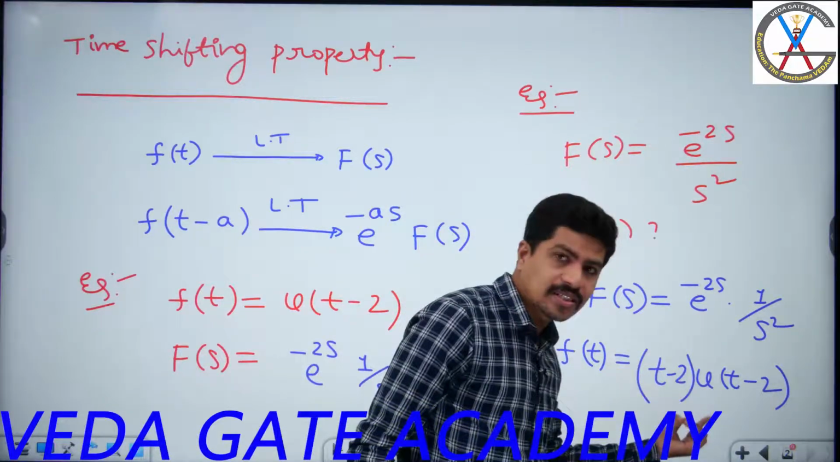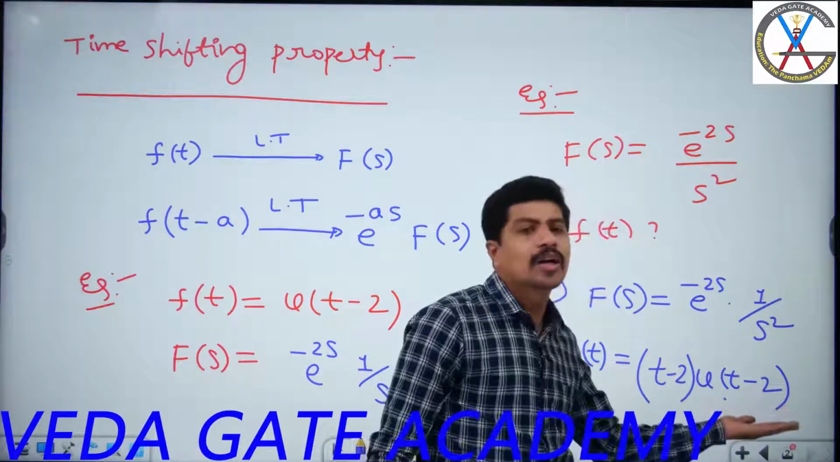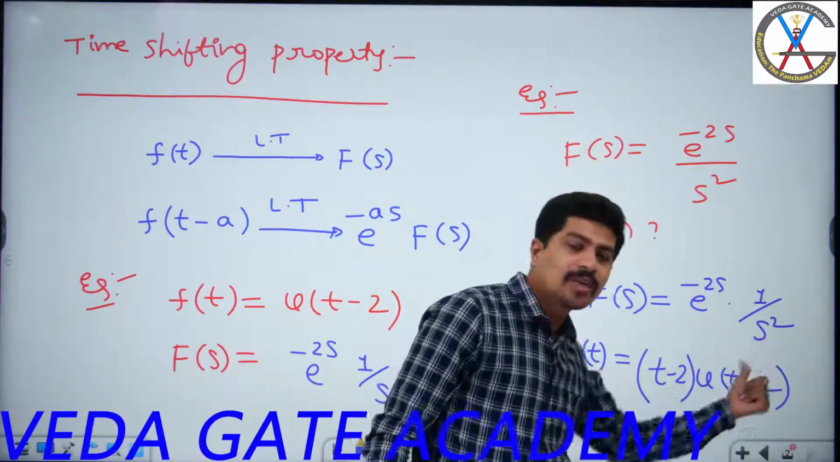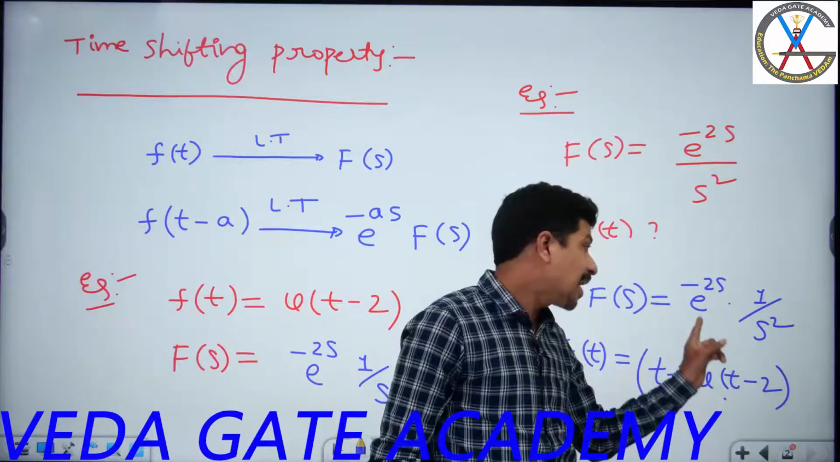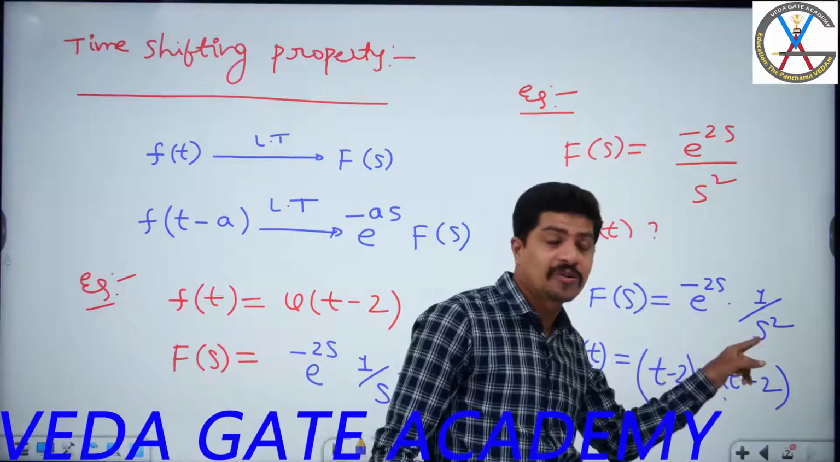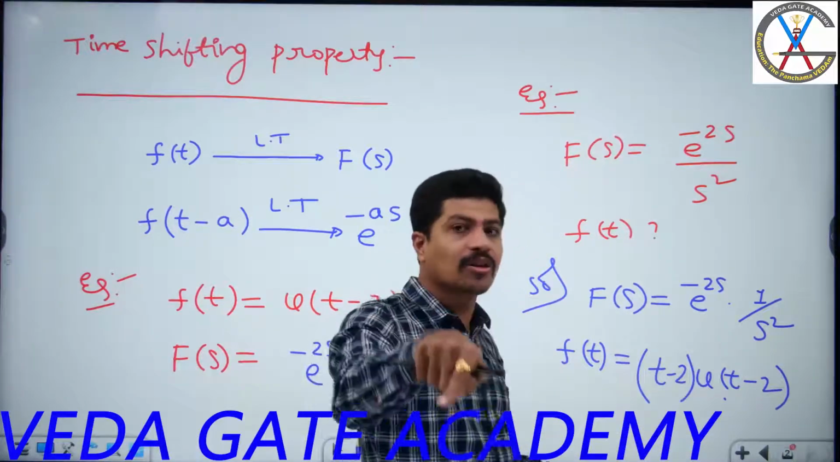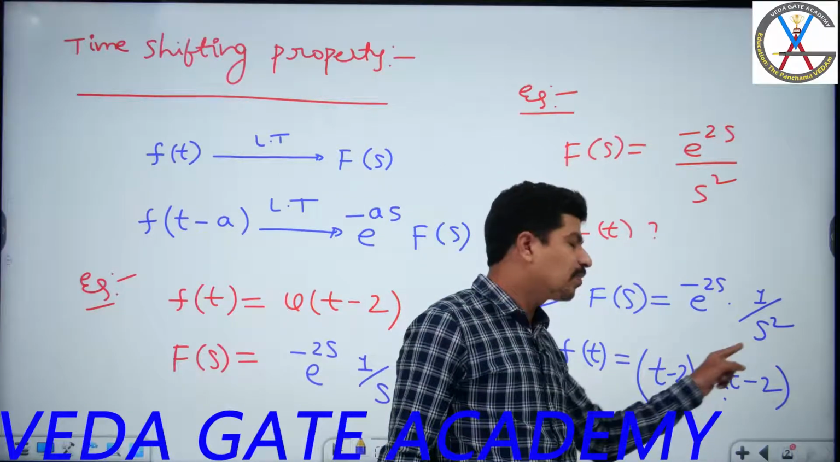t minus 2 is a signal. u of t minus 2 is a unit step. 1 by s square is t into u of t. But as it is having an exponential in the frequency domain, in the time domain the independent variable t gets shifted. Therefore, t minus 2 into u of t minus 2.